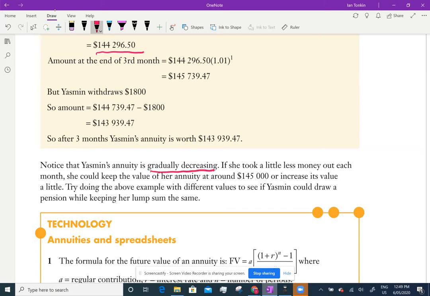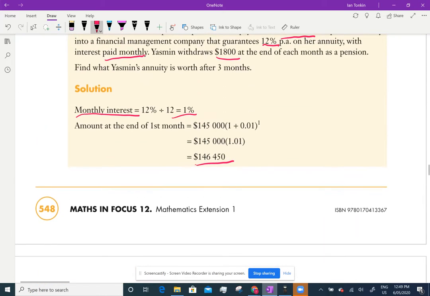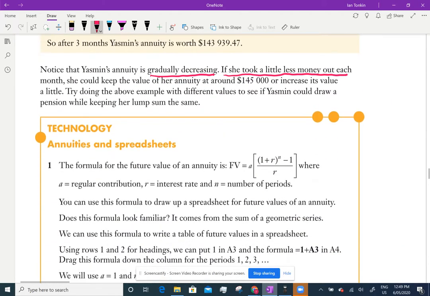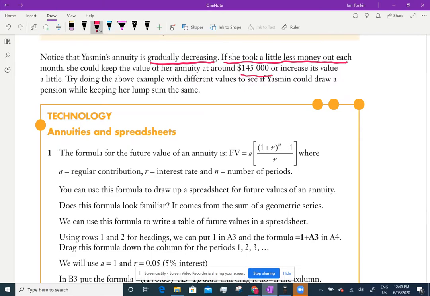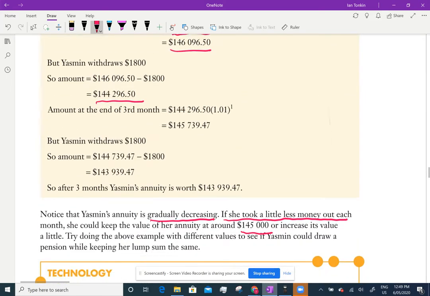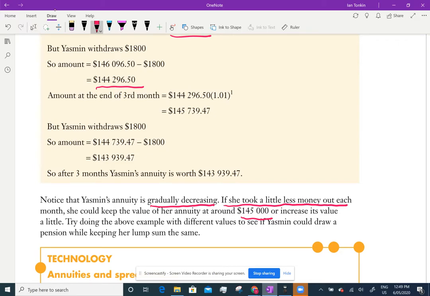Now, if she took less money out, and if you think about it, go back up here, if instead she only took 1,450, she would keep her balance in. So if she took 1,450 instead, she could keep a balance at 145,000, and then it wouldn't decrease. Or if she even took out $1,000 a month, it'd start increasing. All right? And that's what they want you to do there.